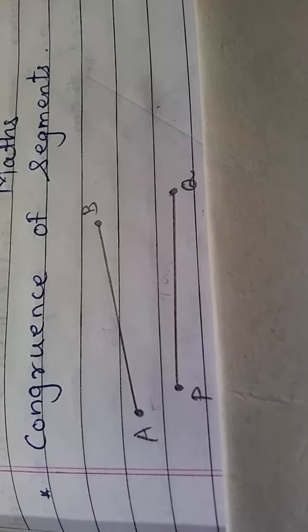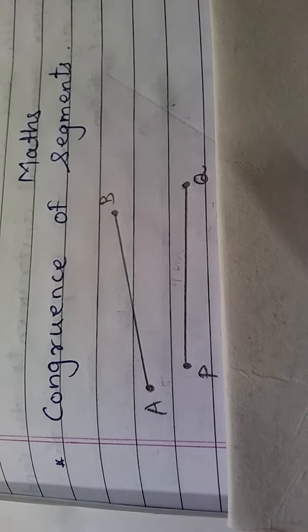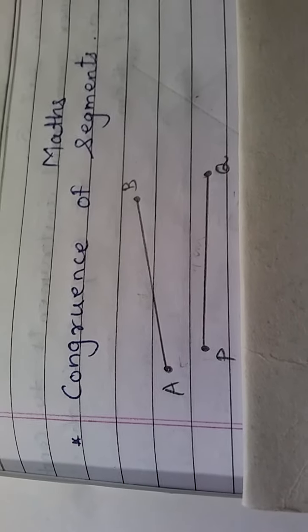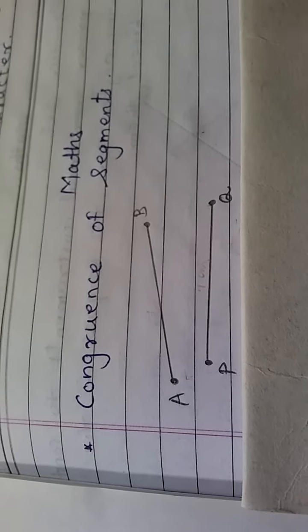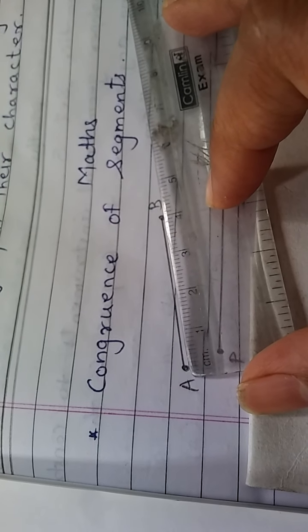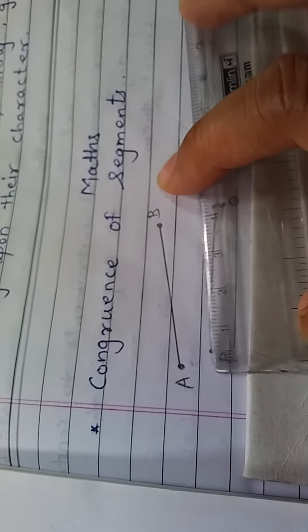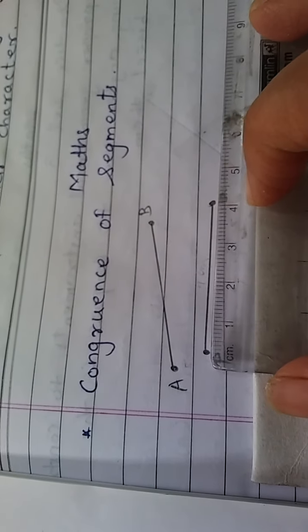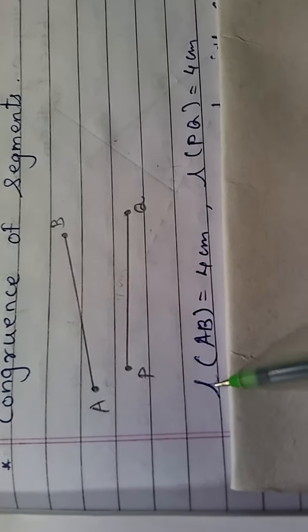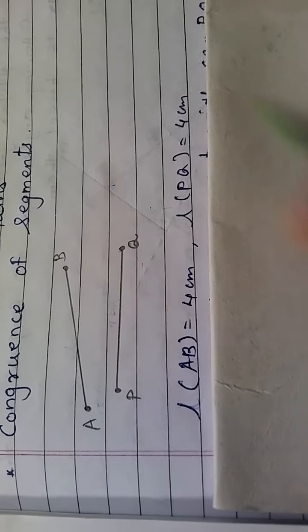Now here, this is my segment AB and this is my segment PQ. Now I am measuring the length of segment AB and segment PQ with the help of a scale. Now see, this is 4 centimeter. The length of segment AB is 4 centimeter and the length of PQ is also 4 centimeter. Here I am writing, this is a symbol of length. Length of AB is equal to 4 centimeter. Length of PQ is equal to 4 centimeter.